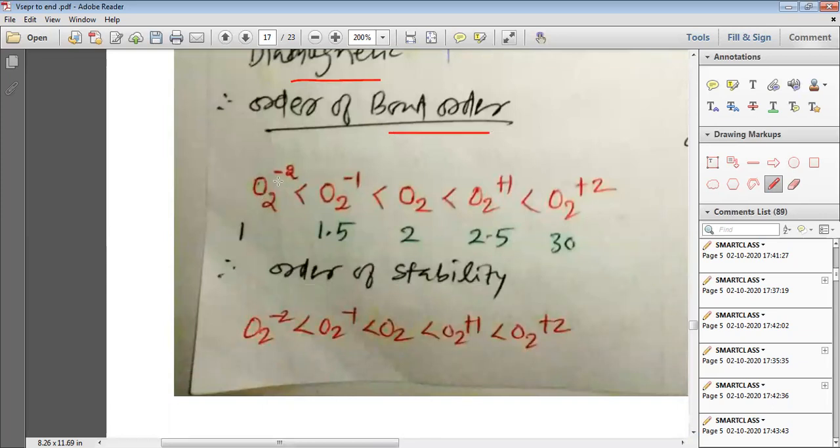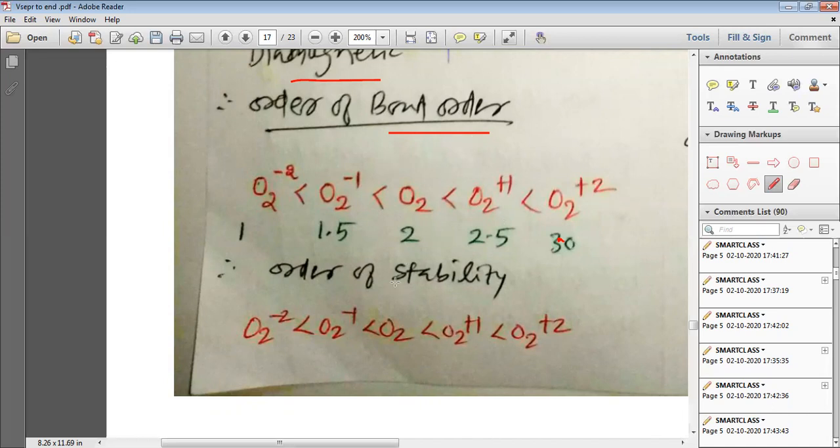You can see that O2 minus 2 has a single bond, O2 minus 1 has 1.5 bond, O2 has 2 bond, O2 plus 1 has 2.5 bond, and O2 plus 2 has 3 bond, my dear students. And this is how we can understand the increasing order of bond order.